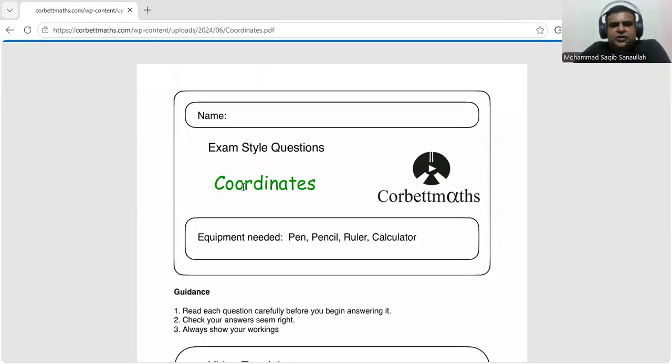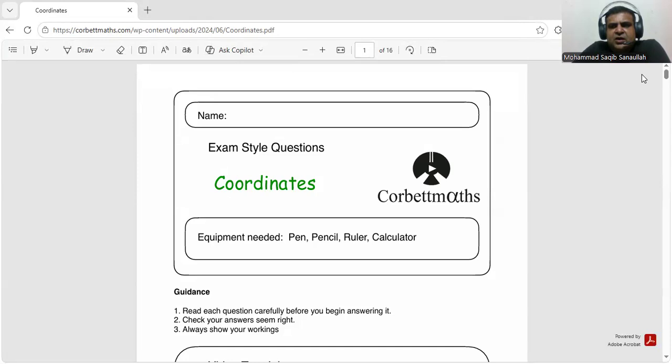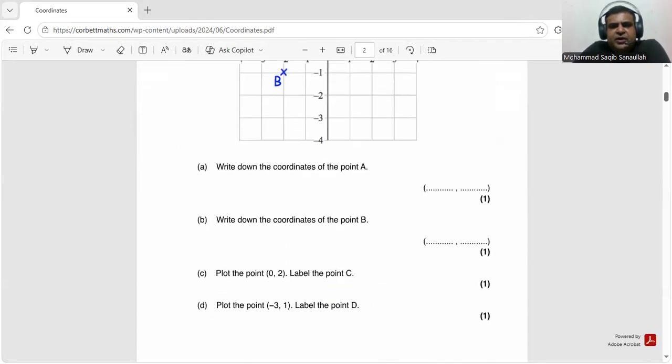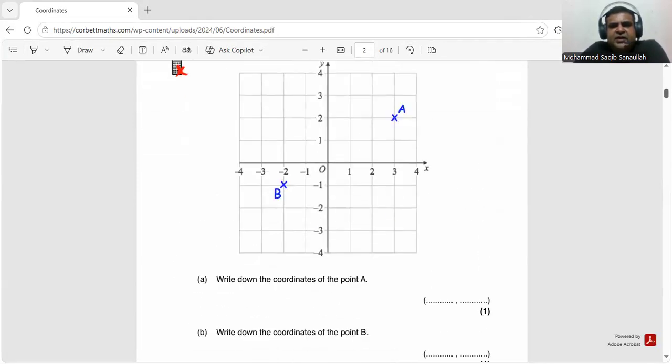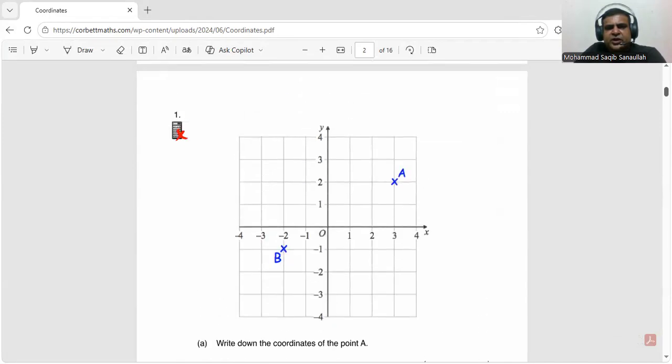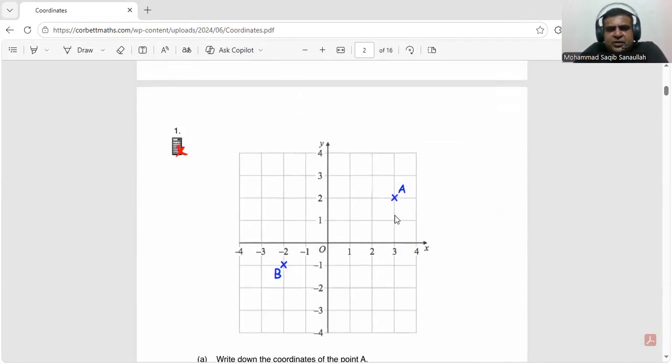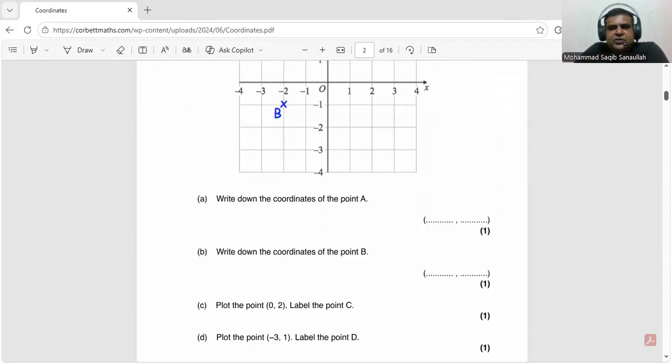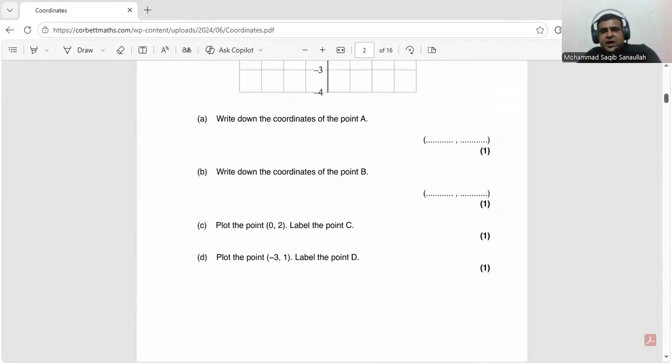If we look at the questions, we have a lot of different questions on this topic, right? So just like that, A and B, write down the coordinates of point A. We don't know the coordinate of A, so we're going to look at the graph. So it's 3 and 2, coordinate of A. 3 is X and Y is 2. For B, it's -2 and -1, right? So simple questions like that, and there are separate marks for that. So they're easy marks. You need to be marks hungry, and you need to look for marks.